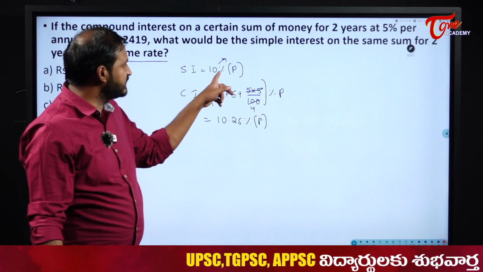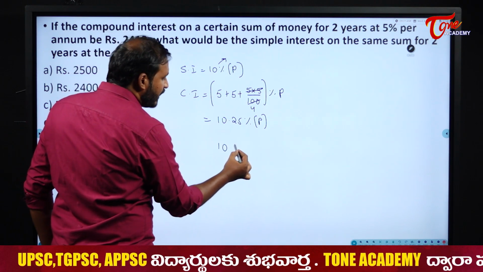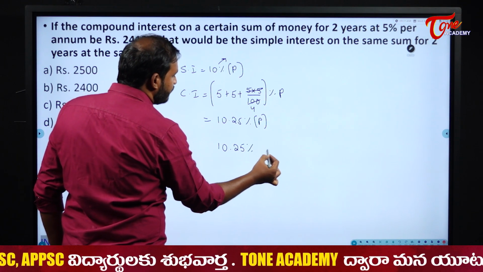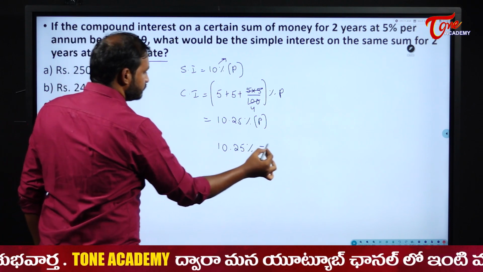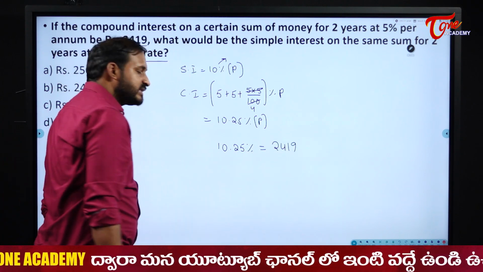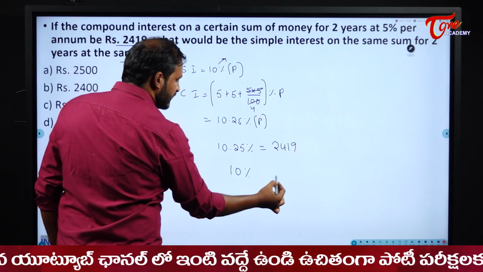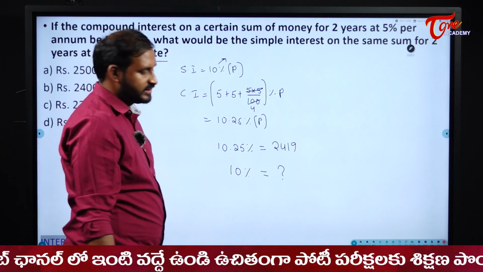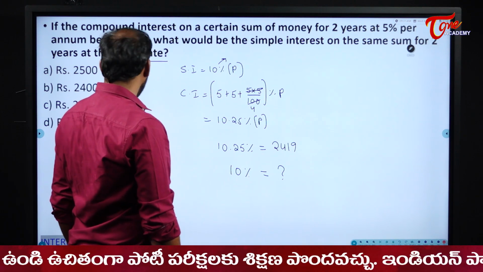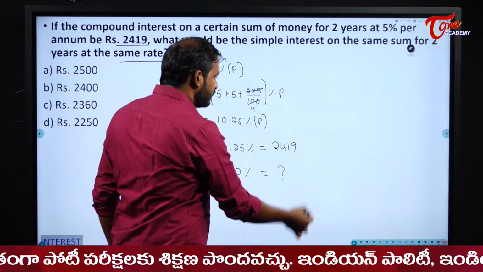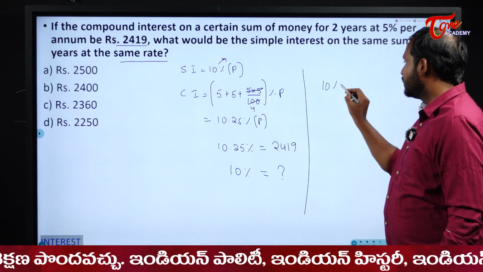That means they are asking us 10% of principal. What did they give for us? 10.25%. What is 10.25% they gave for us? 2419. 2419 is 10.25% and they are asking us what? 10%. And they are asking us 10%. So, simply cross multiply, you will get the answer. Okay, so what it becomes, students? Please solve this one. Cross multiply 10 into 2419.